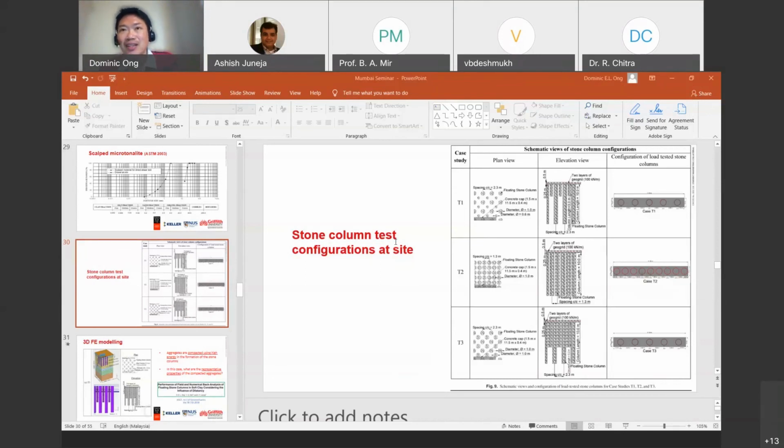So it was actually carried out, and settlement, I would say, has been very well. I believe the settlement that was imposed by the client to the contractor is about 150 millimeters. So all this has been done with settlement about maximum, I think it's about 100, and they've achieved the design criteria.